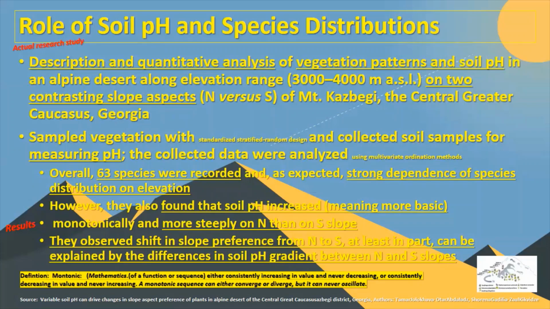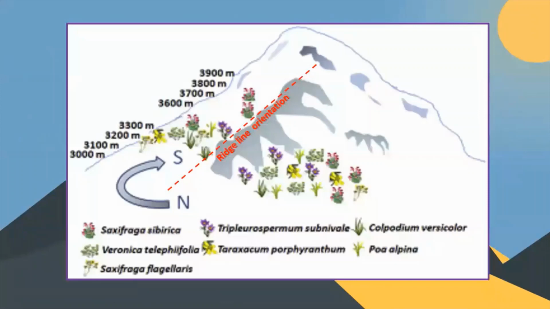And the research study here is looking at 63 species of plants and looking at their distribution with respect to elevation on a mountain range. And they found that soil pH increases, it becomes more basic, more steeply on the north than on the south slope. And they observed a shift in slope preference from north to south for the plants, at least in part, and that can be explained by the soil pH differences. So there's a pH difference in the picture by the researchers.